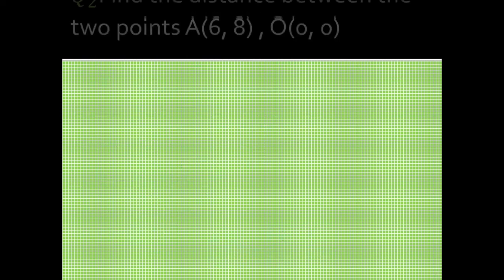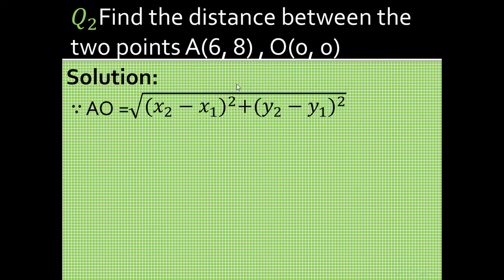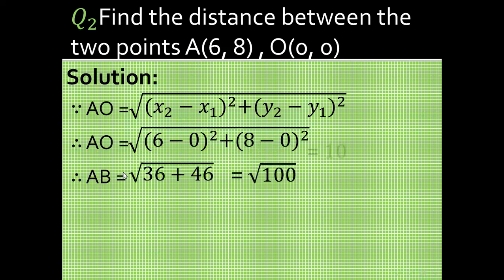Question number 2. Find the distance between 2 points A (6, 8) and O (0, 0), the origin point. Then AO equals, write the rule. The rule: root of the difference between x's power 2 plus the difference between y's power 2 equals root of 6 minus 0 all power 2 plus 8 minus 0 all power 2. Then AO equals 10 length units.